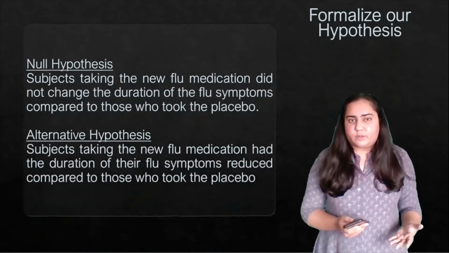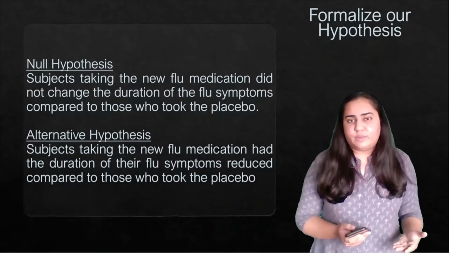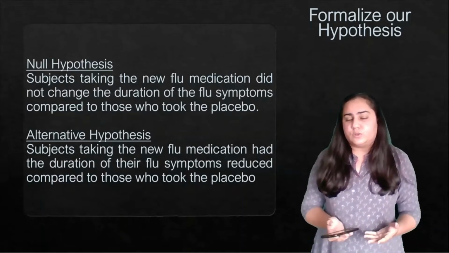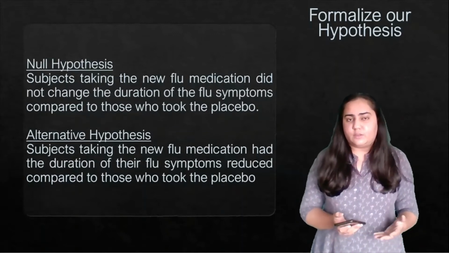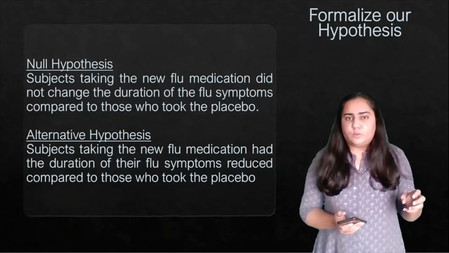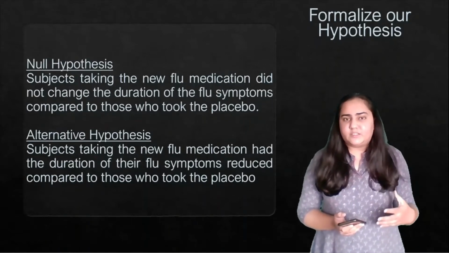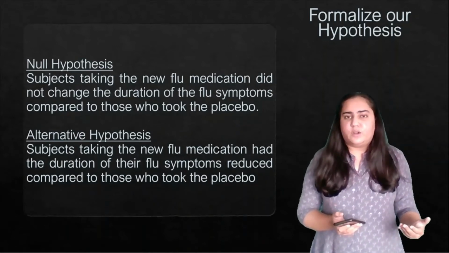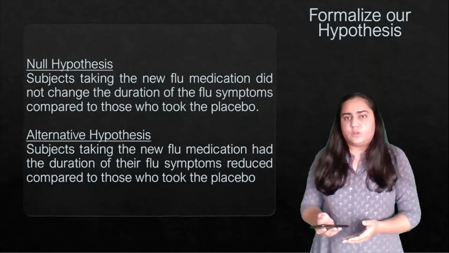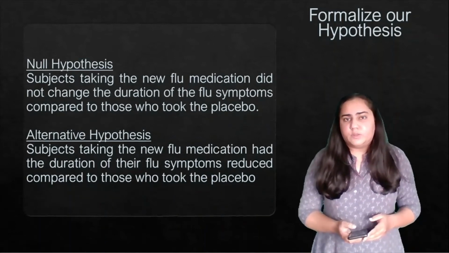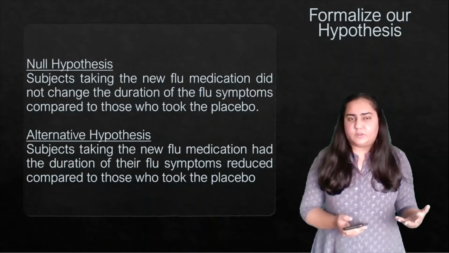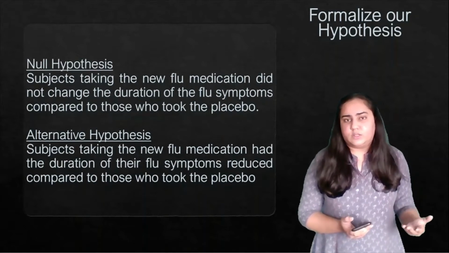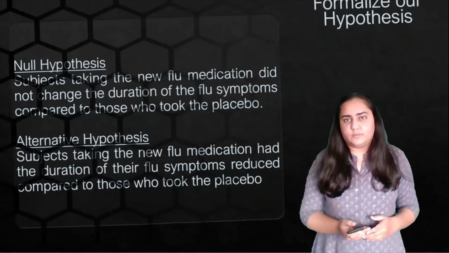The alternative hypothesis is that subjects taking the new flu medication had the duration of their flu symptoms reduced compared to those who took the placebo, which means the fake pill. So people who are taking the flu medication experienced their flu symptoms for a lesser amount of time than those who took the fake medication. So this is our alternative hypothesis and null hypothesis, and we have to prove that the alternative hypothesis is either true or false.